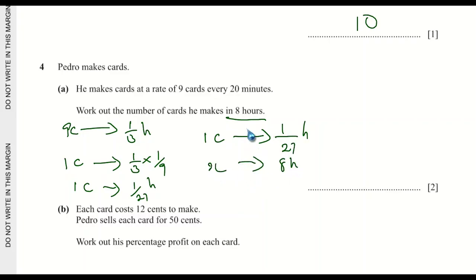You just have to cross multiply now. So this will be 8 times 1 equals 1/27 times x. So you divide both sides by 1/27. This actually will give us 8 multiplied by 27. If you cross multiply, the final answer is 216 cards will be produced in 8 hours. Let's go to part B.